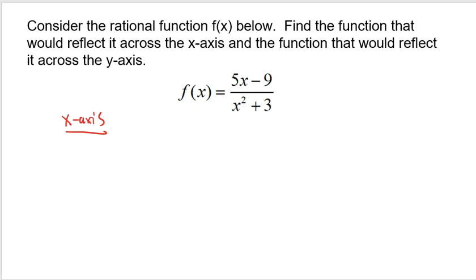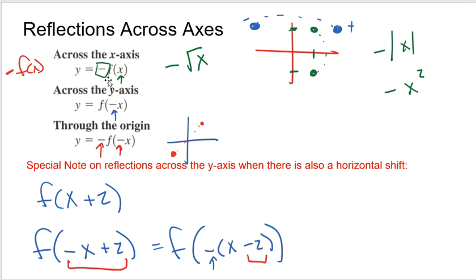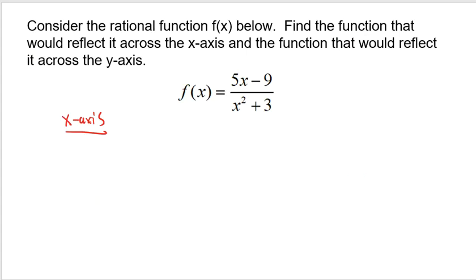All right, now remember, reflecting across the x-axis puts a negative outside the function. So the function, instead of being f of x, is now negative f of x. So all I'm doing is I'm putting a negative outside of the function.